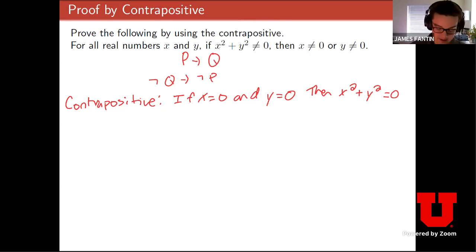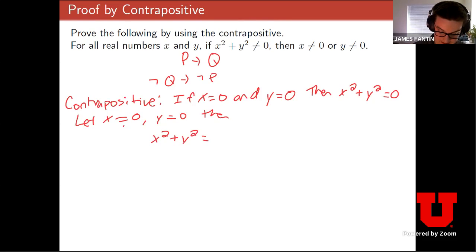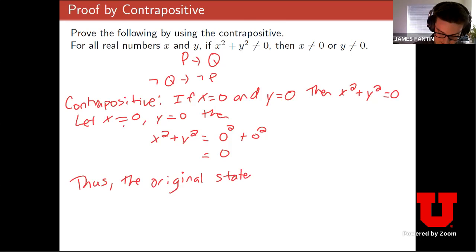So let's go ahead and do this proof then. So we let x and y, let x equals 0, y equals 0. Then x squared plus y squared is 0 squared plus 0 squared, which is 0, which is exactly what we wanted to show. Since the contrapositive is correct, thus the original statement is true, since the contrapositive is true.